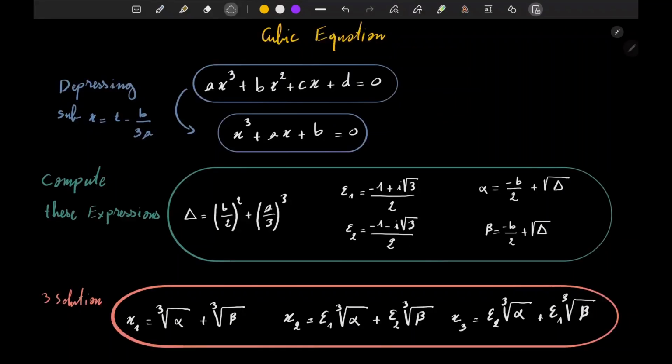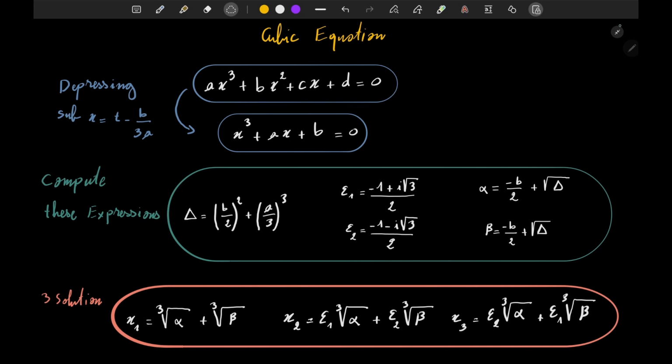This part is for the curious among you. I will explain briefly the steps to solving a cubic equation. So, the general form: ax³ + bx² + cx + d = 0. The first step is called depressing. In it, we transform the general form to the depressed form, which is x³ + ax + b = 0. And we do that by substituting x, the variable in the general equation, by t − b/(3a). t is the variable in the depressed form.